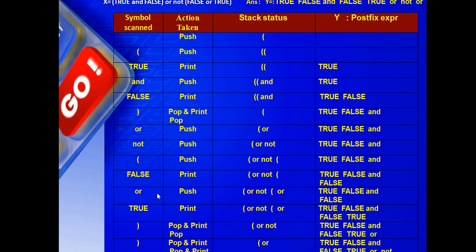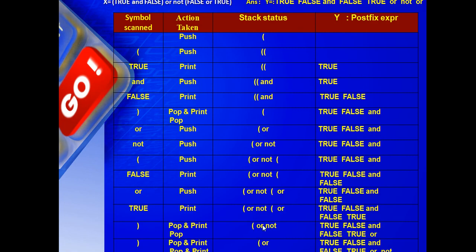Or: now do you see any operator present on the top of the stack? No, straight away push it. Now true, straight away print it. Now right parenthesis, what you have to do? Whenever you come across a right parenthesis, straight away start popping. Or is popped and printed. Left parenthesis also popped but not printed.